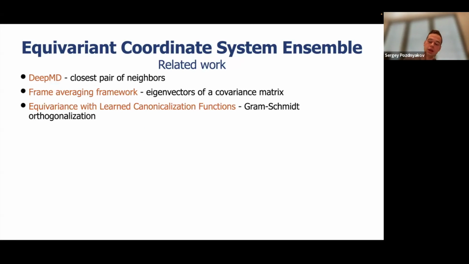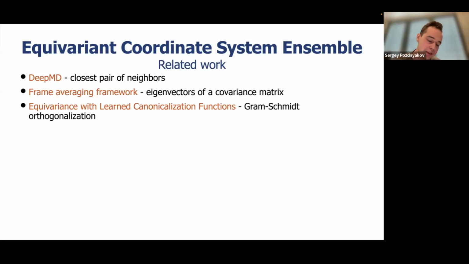Now I just want to relate the presented method to other methods developed in the community which enforce rotational equivariance a posteriori. First of all, there is the already mentioned DeepMD, which constructs a single coordinate system from a pair of closest neighbors. And I have already shown you that this definition of a single coordinate system is not smooth.